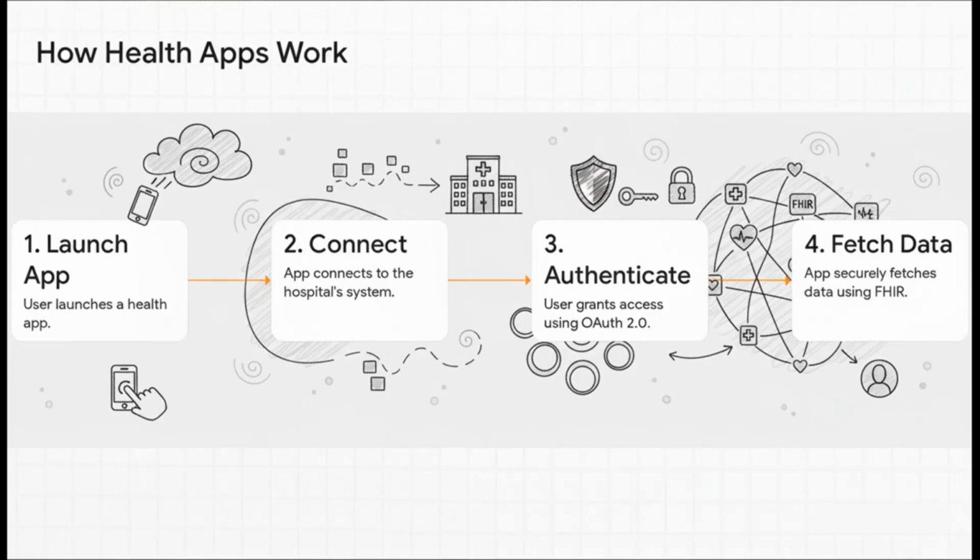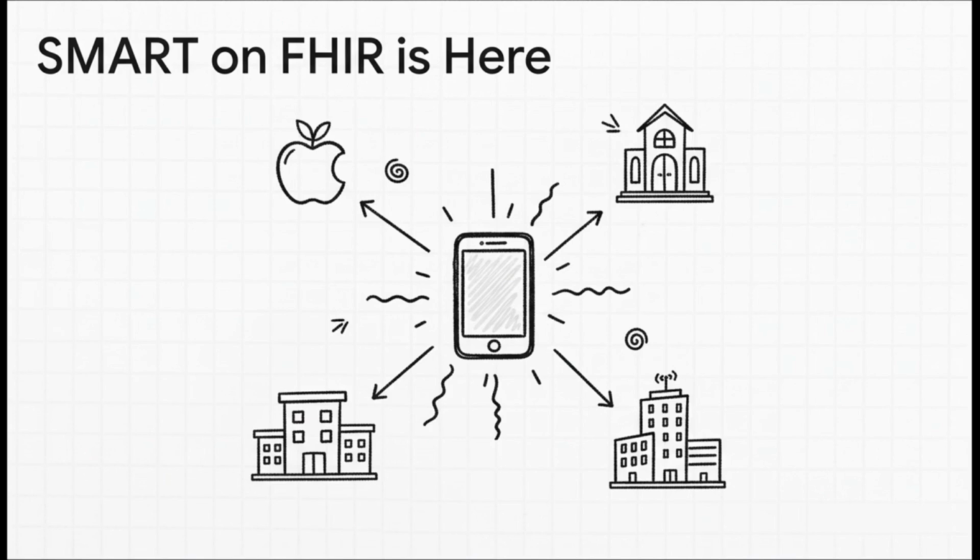And here's how simple it actually is. First, you launch an app on your phone. It uses Smart to connect to your hospital's system. Then you log in with your hospital username and password using a super secure standard called OAuth 2.0, and you grant the app permission. From there, the app can securely ask for your data, which gets delivered in that universal FHIR format.